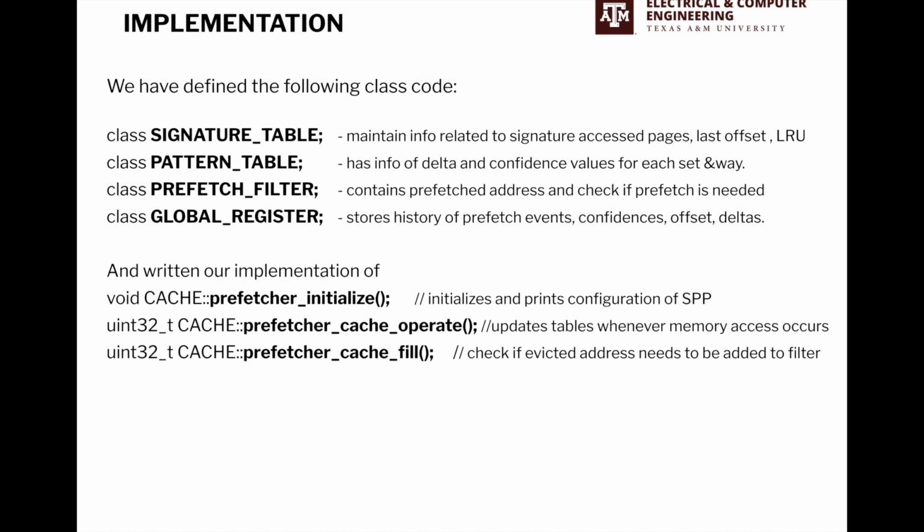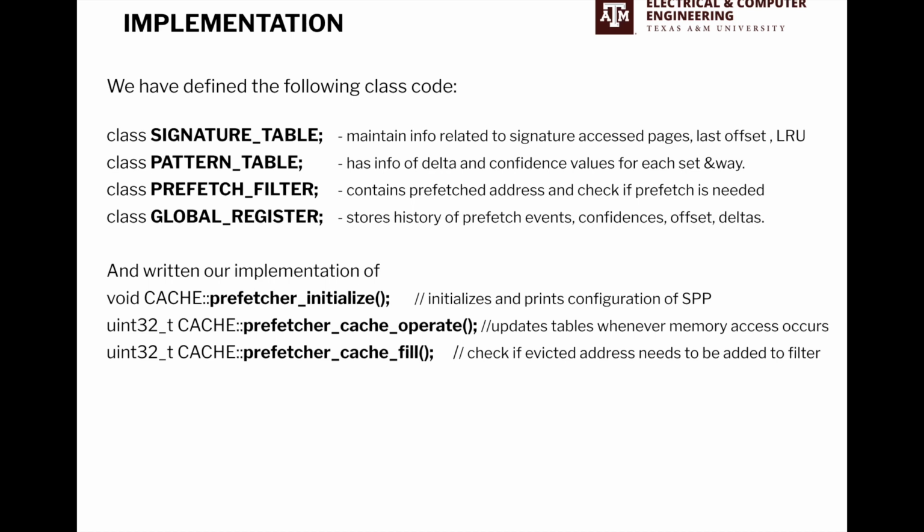We have implemented the SPP as an L2 cache prefetcher using the following classes. In the signature table, we have maintained information related to signatures of different access pages, their validity bits and tag bits, and we have also recorded the LRU related data. In the pattern table class, we had the information of delta and corresponding confidence values of sets and ways. In the prefetch filter, we have stored the prefetched address and checked if this prefetch is needed or not.